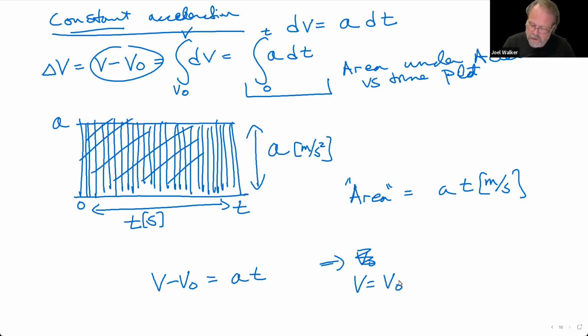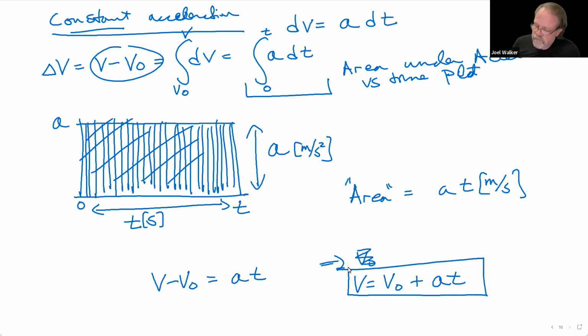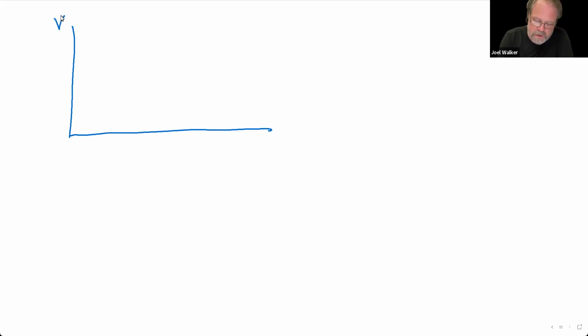Velocity is initial velocity plus acceleration times time. We can do exactly the same thing, graphing that equation and then taking the next step to changes in position. If we were to graph that equation, that was v equals v naught plus at, what would that look like? Well, that's the curve of a line.